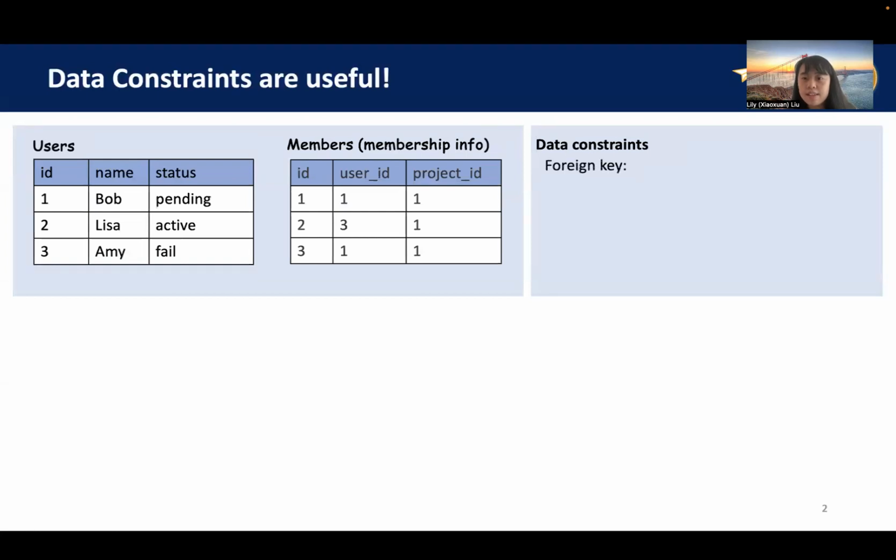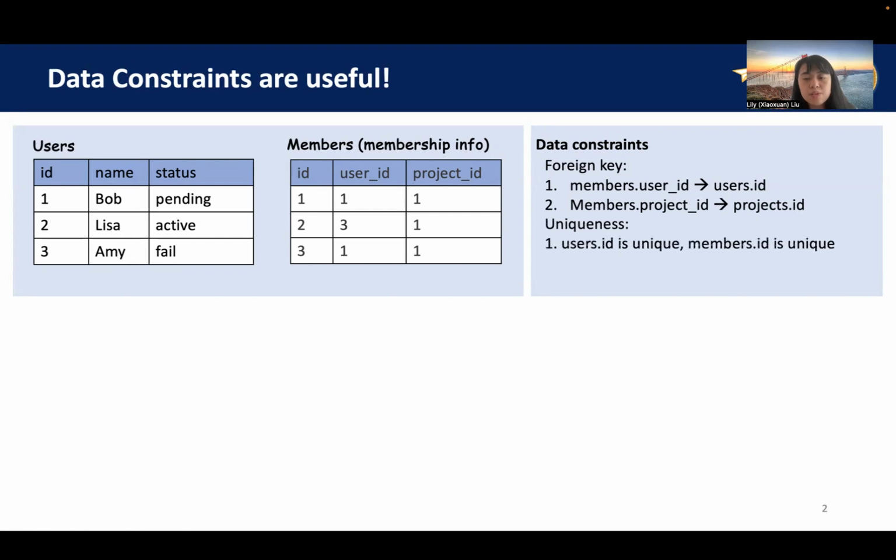So there are different data constraints here. The first type of constraints is foreign key constraints. For example, the user ID column of the members table must reference the ID column in the users table. Similarly, the project ID column in the members table must reference the ID column in the projects table.